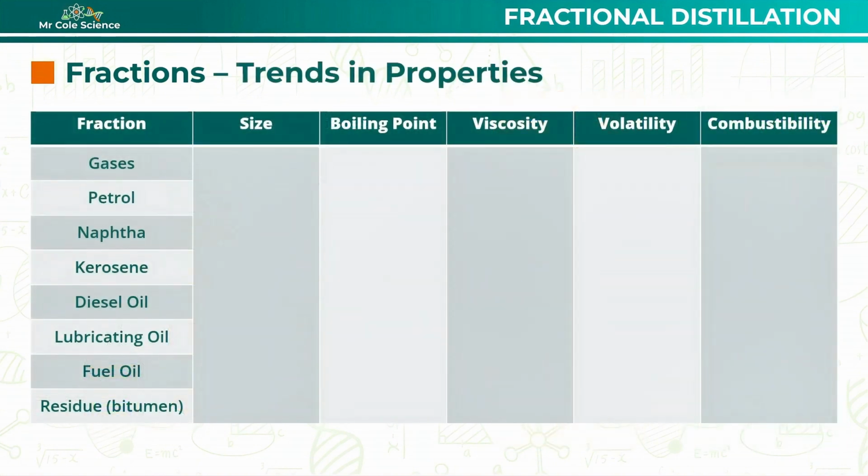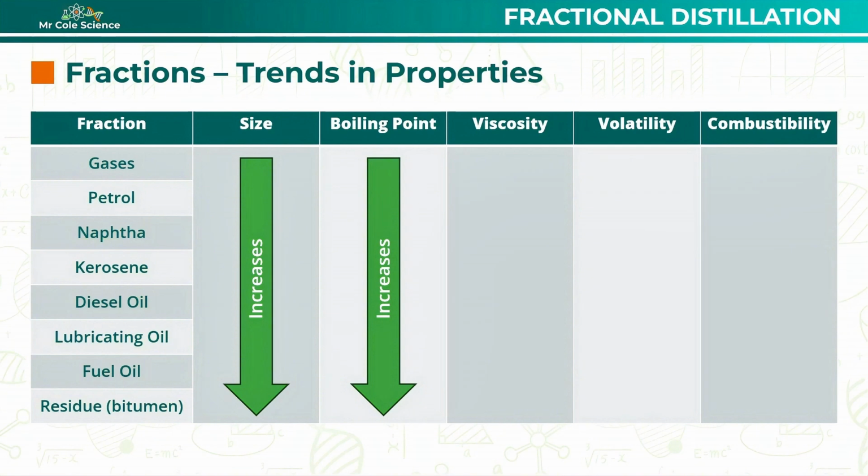We've just seen that as we move down the fractionating column, the hydrocarbon molecules become larger and larger. And because the size of the hydrocarbon molecules is changing, a number of their physical properties change as well. The first of these we've already discussed. As the size of the hydrocarbon molecules increases, so do their boiling points. Larger molecules have a greater number of van der Waals forces acting between the molecules and therefore require more energy to overcome them.